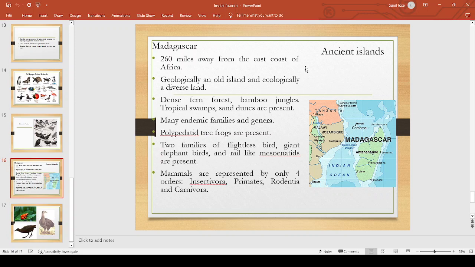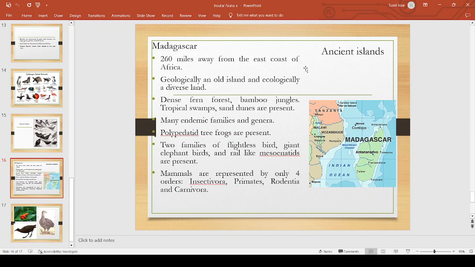Presently it is known by the name Madagascar. It was earlier known by the name Malagasy. Malagasy island, that was another name. Now what is the capital of Madagascar? It's a difficult name to pronounce. You can say Antananarivo. Antananarivo is the capital of Madagascar.